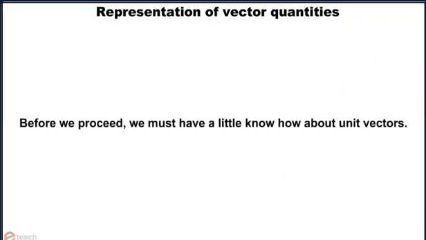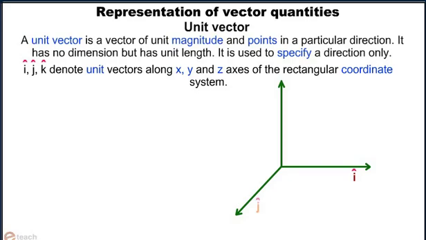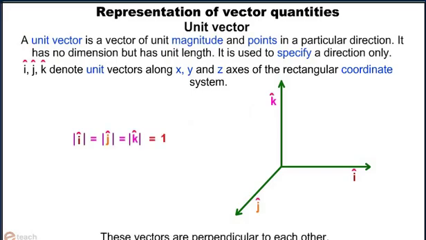Before we proceed, we must have a little knowledge about unit vectors. A unit vector is a vector of unit magnitude and points in a particular direction. It has no dimension and has only length. It is used to specify a direction only. I cap, j cap, k cap denote unit vectors along the x, y, and z axes of the rectangular coordinate system.